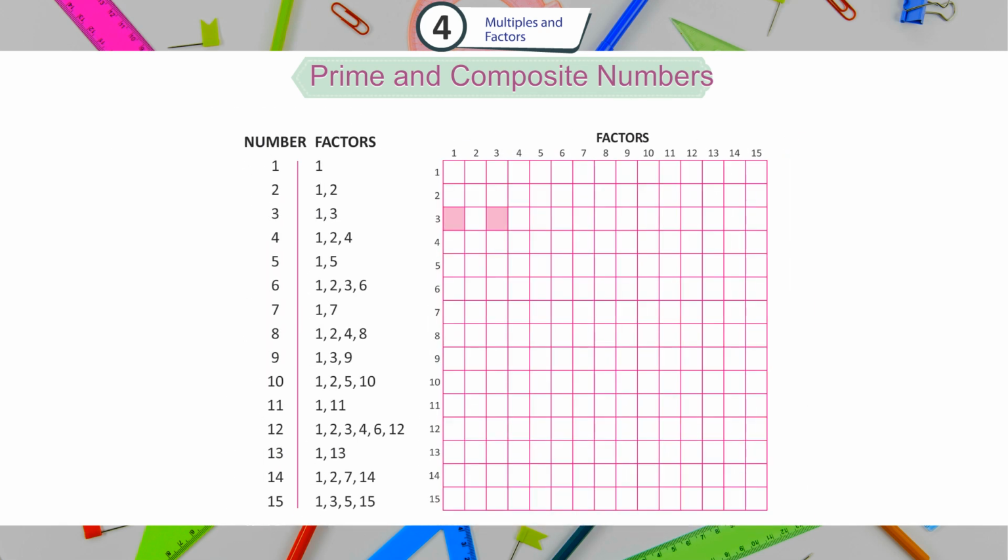Number 1, factors 1. 2: 1, 2. 3: 1, 3. 4: 1, 2, 4. 5: 1, 5. 6: 1, 2, 3, 6. 7: 1, 7. 8: 1, 2, 4, 8. 9: 1, 3, 9. 10: 1, 2, 5, 10. 11: 1, 11. 12: 1, 2, 3, 4, 6, 12. 13: 1, 13. 14: 1, 2, 7, 14. 15: 1, 3, 5, 15.